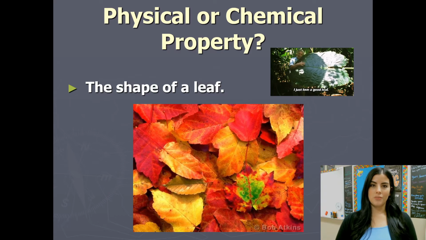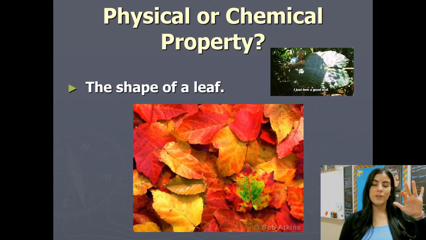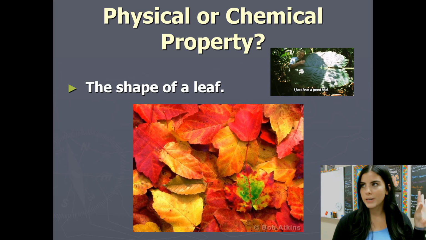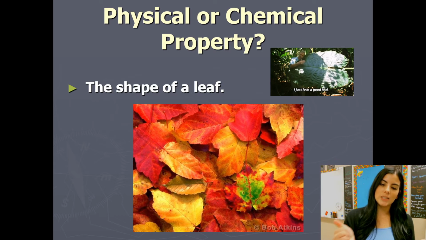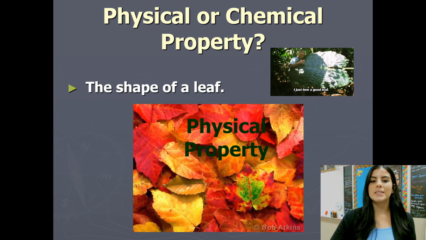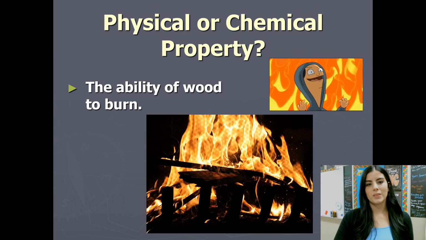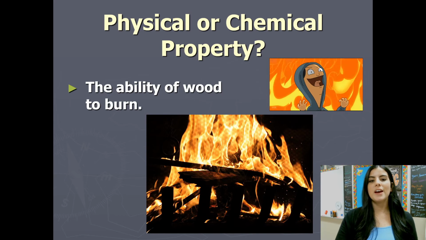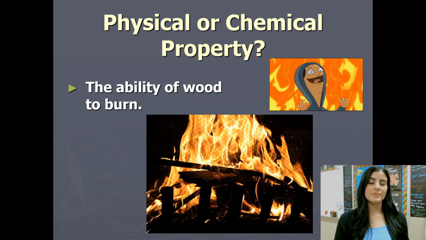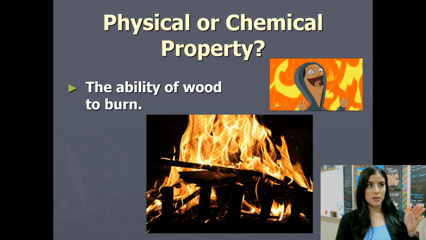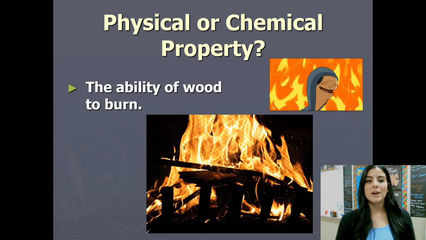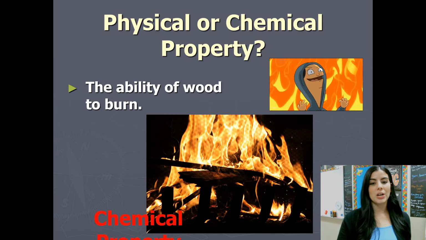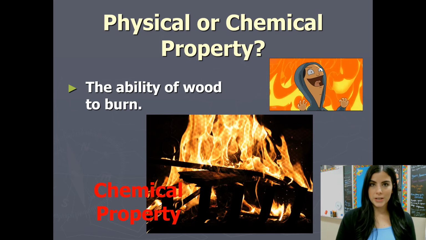The shape of a leaf. Okay? Do you use one of your 5 senses or not? That's kind of how I judge it. We do. We can see the shape of a leaf. We can touch the shape of a leaf. Therefore, it is a physical property. The ability of wood to burn. Now, we do see fire with our eyes. We can feel it. We can smell it. But the process of something burning is a chemical property.